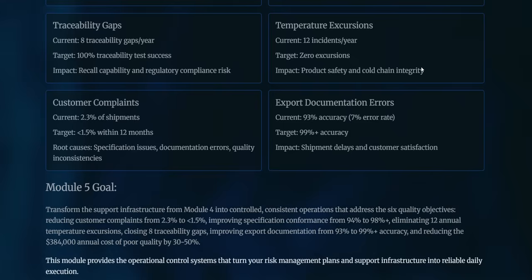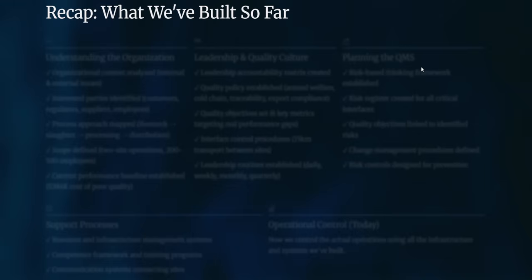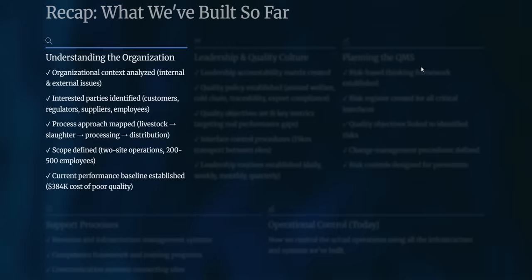This module provides the operational control system that turns our risk management plans and support infrastructure into reliable daily execution. Now let's have a recap of what we have learned so far from Module 1 to Module 2 to Module 3 and Module 4. In Module 1, which is understanding the organization, we have covered the following.